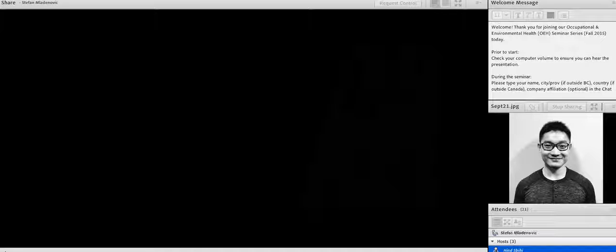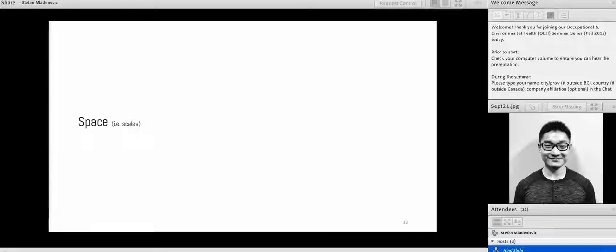But what's the second element of remote sensing? So that's time. What's the second one? Space. So space is also known as scale or resolution. Every map has a scale. So for example, you see 1 to 10,000. That means 1 centimeter on the map represents 10,000 centimeters in the real world. So that's the second element of remote sensing.